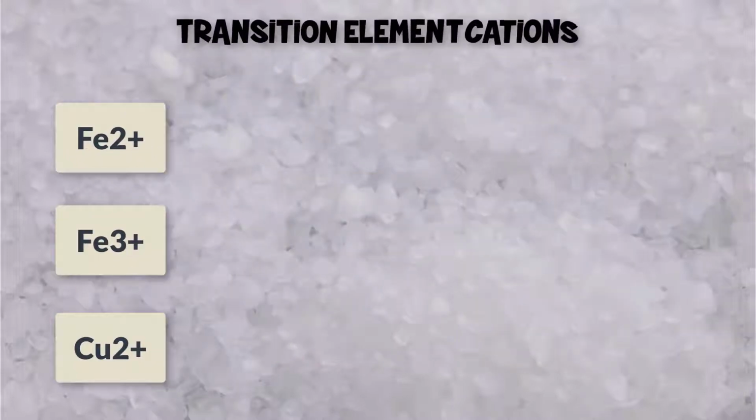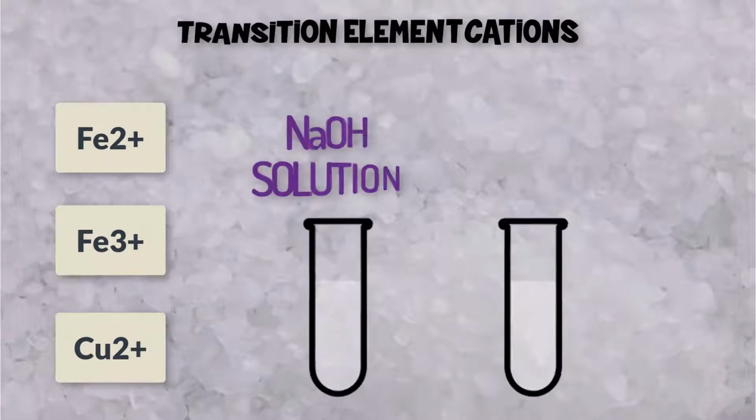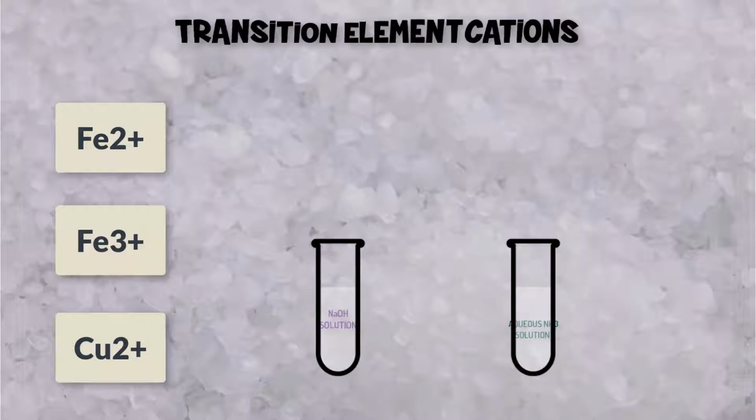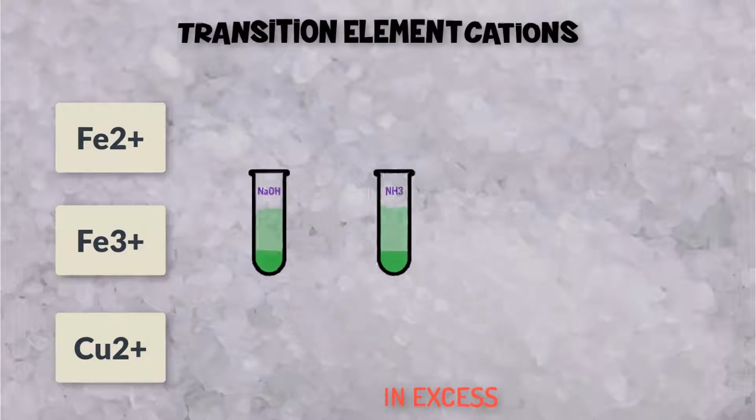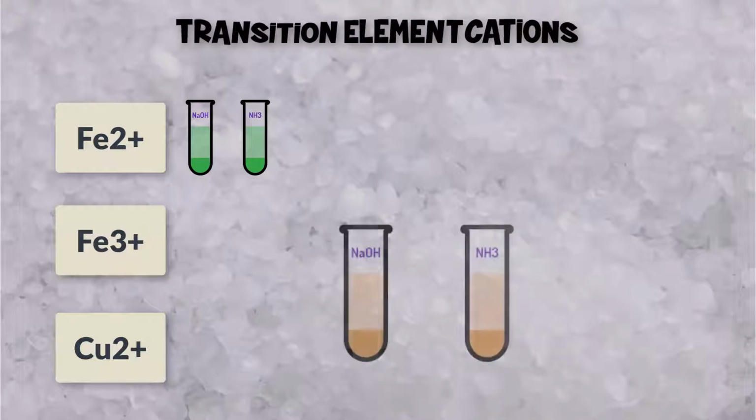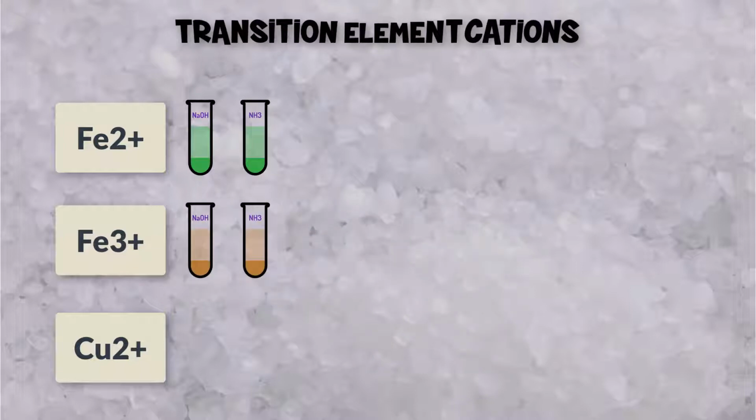Transition element cations produce specific colored metal hydroxide. When sodium hydroxide solution or aqueous ammonia is added into an aqueous cation solution until in excess, insoluble green precipitate indicates the presence of iron-2 ions. Insoluble brown precipitate indicates the presence of iron-3 ions.